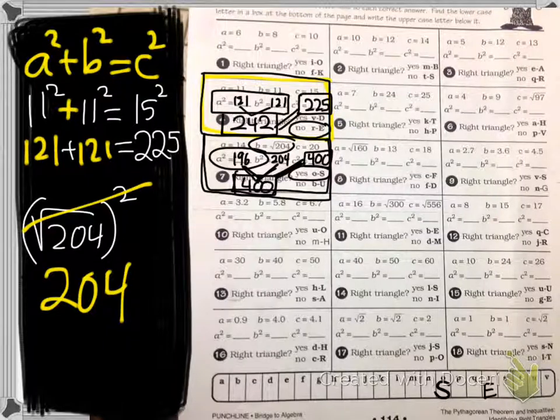So I hope that helps you guys. Again, you just have to add the a squared plus the b squared and see if you get c squared. If you do, it's a right triangle. If you don't, if a squared plus b squared does not equal c squared, then not a right triangle.